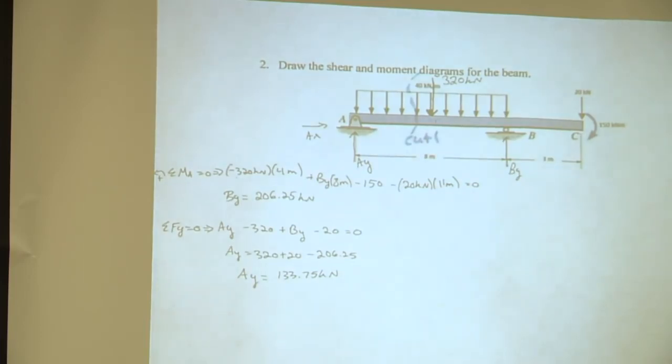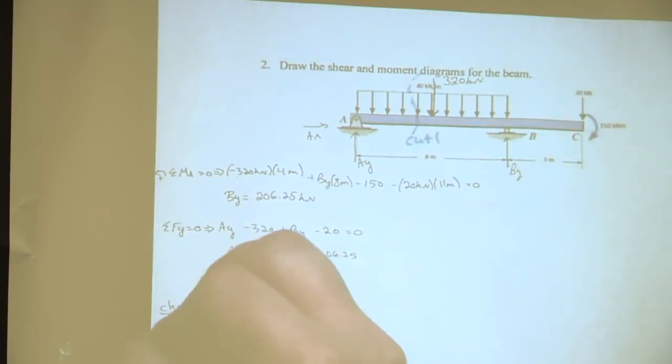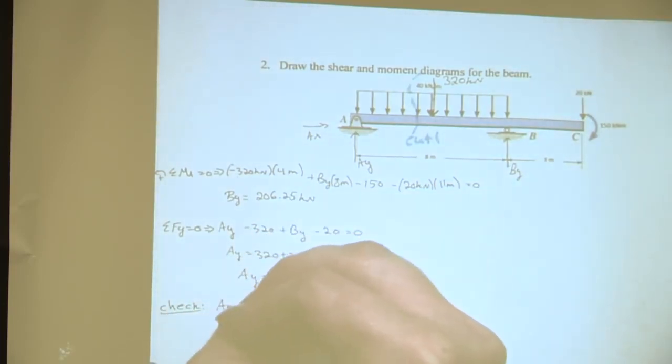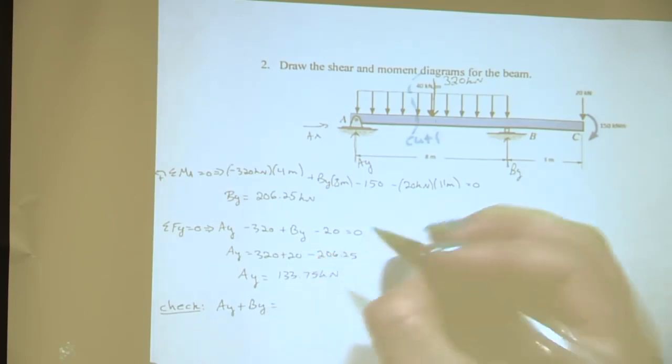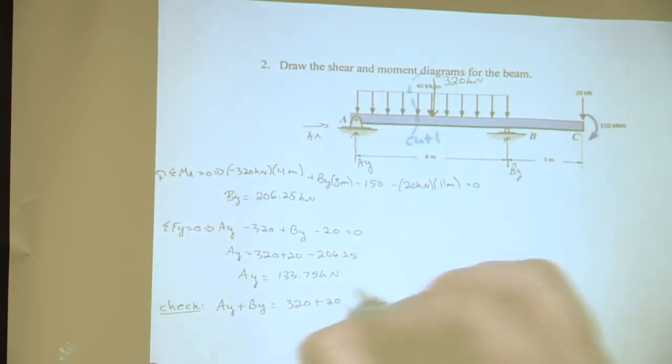Okay, so once we calculate our external reactions, what's a quick way to check to make sure that they are correct and that they make sense? Well, because the vertical forces up are equal to the vertical. Okay, awesome. So all the forces going down need to equal all the forces going up. So one way to check that is to say that AY plus BY should be equal to all the ones on top, which is 320 plus 20.